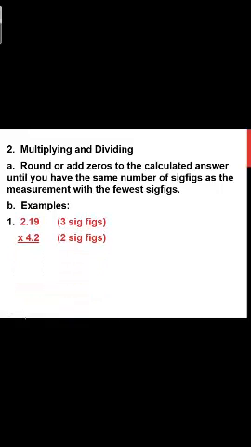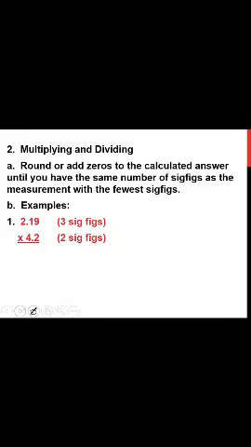If we look at multiplying and dividing, the rule is different. In this case, we need to look at the total number of significant digits, not just the number of decimal places. So we're going to want to round or add zeros if we need to until we have the same number of significant digits as whichever number has the fewest. For example, 2.19 times 4.2. This first one has a total of 3 significant digits. Again, we're not looking at the decimal places when we multiply or divide. 4.2 has 2 total significant figures or digits.